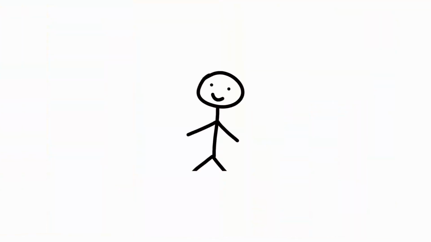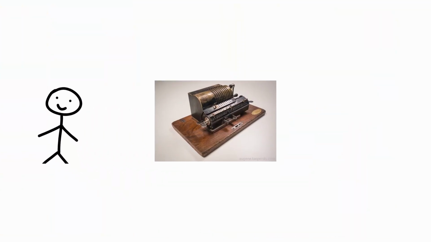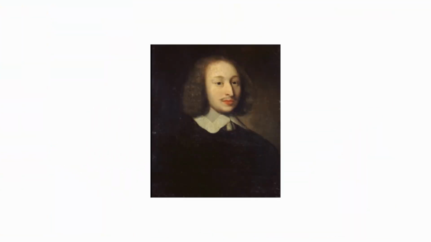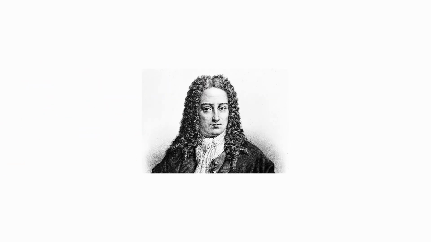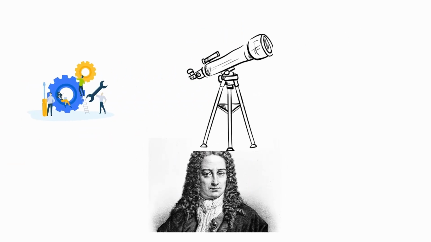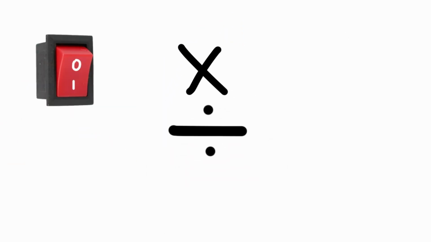Over the centuries, inventors experimented with more elaborate mechanical calculators. Blaise Pascal's Pascaline, built in the 17th century, used a series of gears to add and subtract numbers. A few decades later, Gottfried Wilhelm Leibniz enhanced mechanical calculation by enabling multiplication and division.